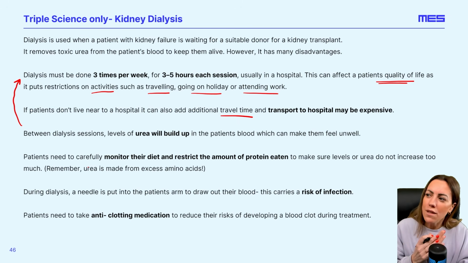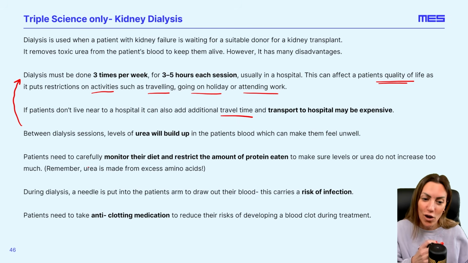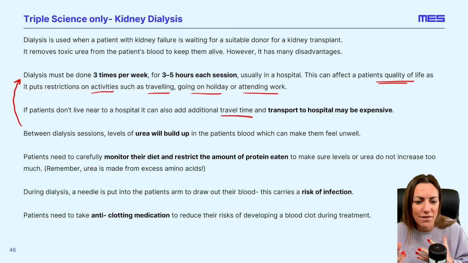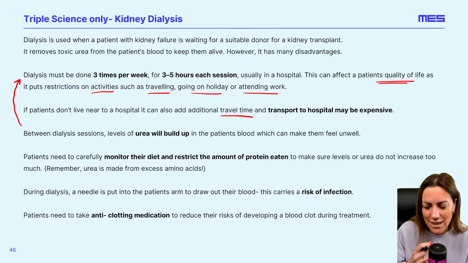Or you could use the pros of dialysis, I'm trying to think, as the cons of transplant. So make sure you can give 2 advantages and 2 disadvantages for transplant, and 2 advantages and 2 disadvantages for dialysis. Basically make sure you can compare them.